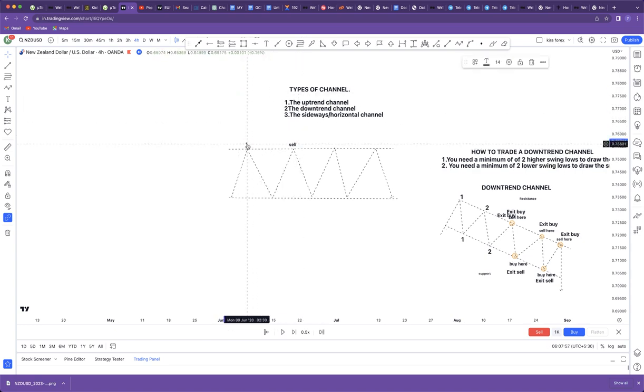So in my previous video, when I was teaching about structure, I can remember very well I talked about what a sideways structure is.